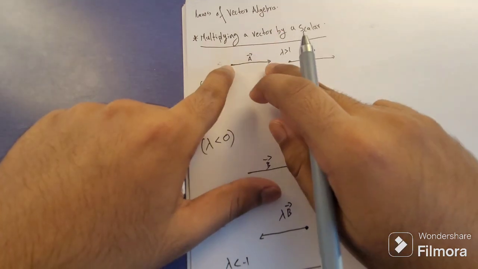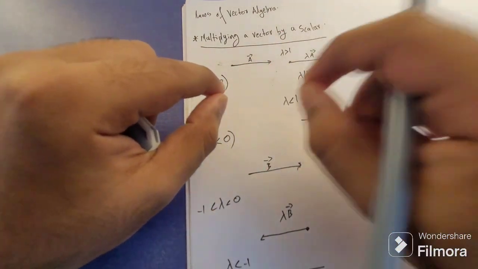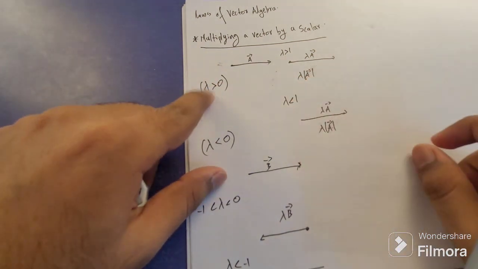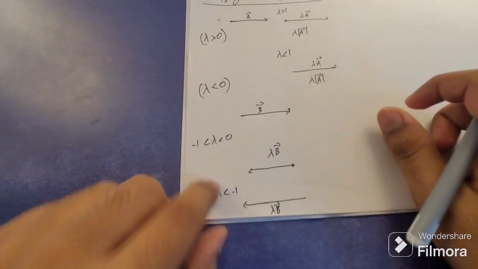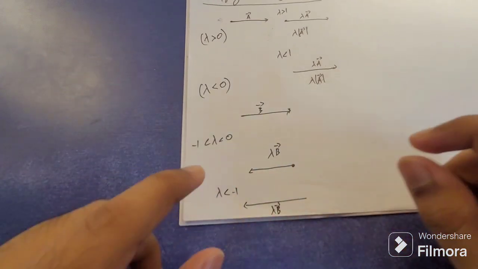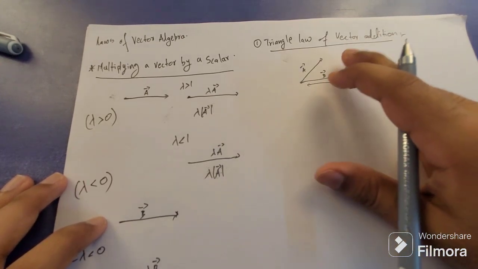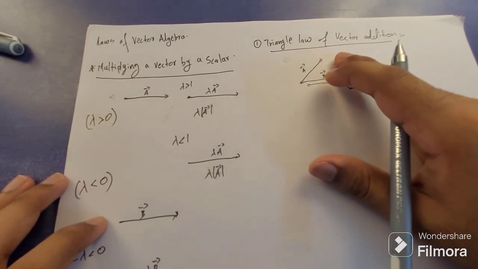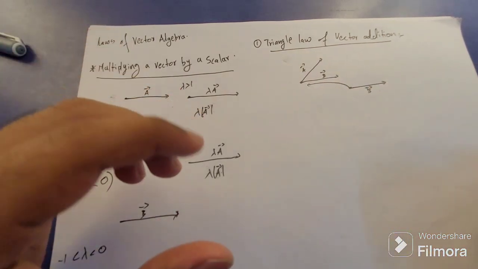Multiplying a vector by a scalar just scales its magnitude, or makes it greater in length, or shortens it, depending upon the value of lambda. Also, if lambda is negative, then the direction will be flipped by 180 degrees. So now let us see what we mean by the triangle of vector addition, which is the first law that we have to study in physics regarding vectors.